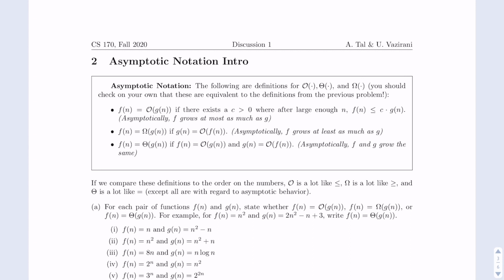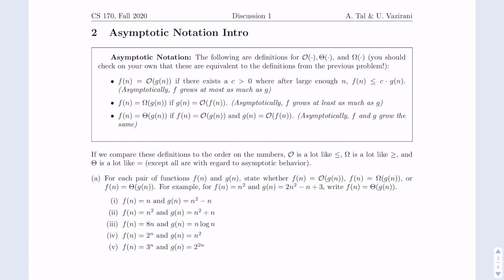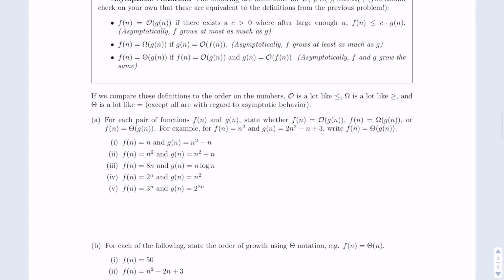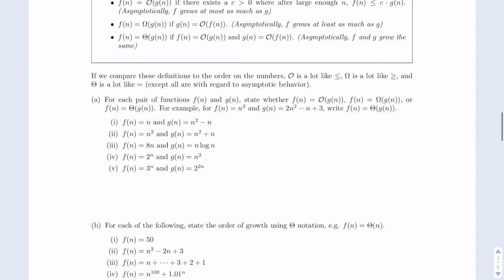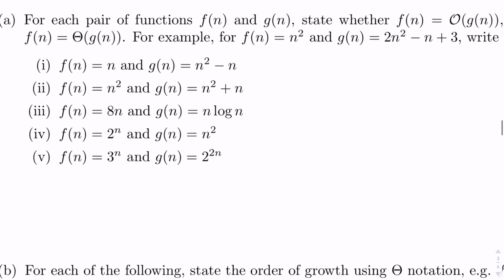Hey everyone, welcome back to question 2 of discussion 1. We're going to go over asymptotic notation once again. For these questions, we want to state whether f of n belongs to big O g of n, omega, or theta g of n. And we're going to think about the rules we saw last time using limits in math to determine these relationships. So first of all, let's start off with question A.